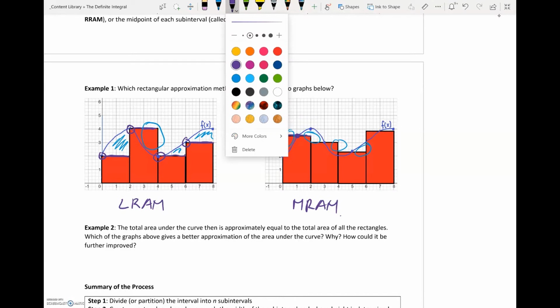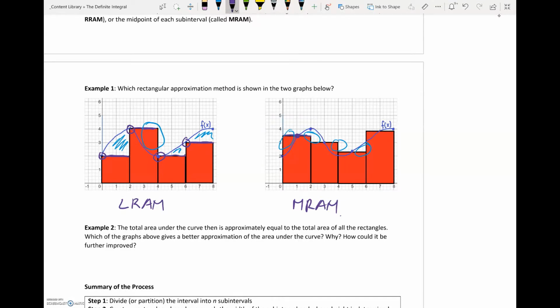So to answer example 2, it is going to be the right graph, your MRAM graph, because we have fewer gaps and overlaps.